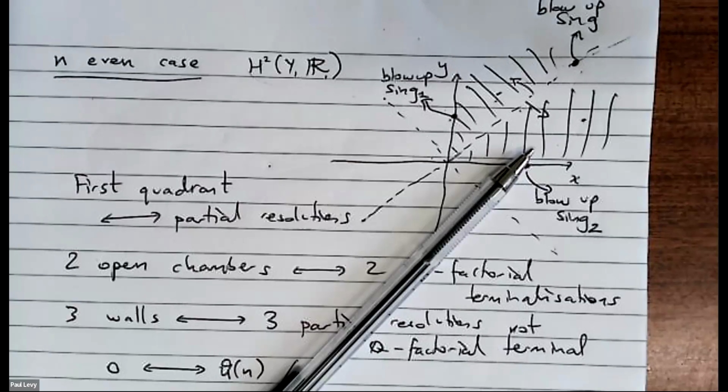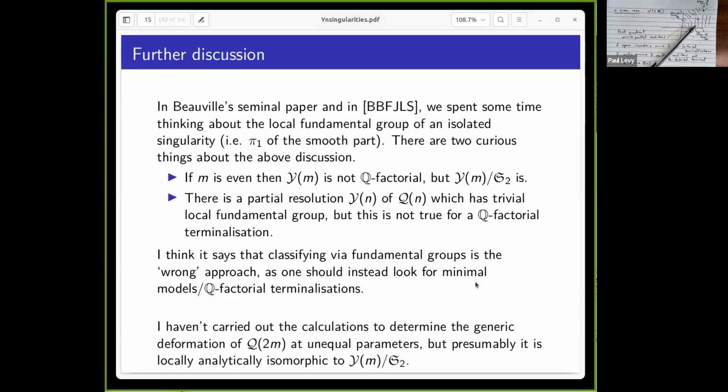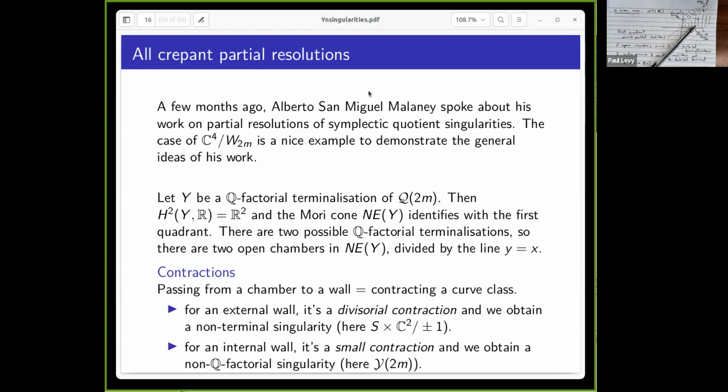Okay, so was that the end of your talk then? Yeah, I had a couple more slides that basically said that. Okay. Let's see. Yeah, that's basically what I was saying.